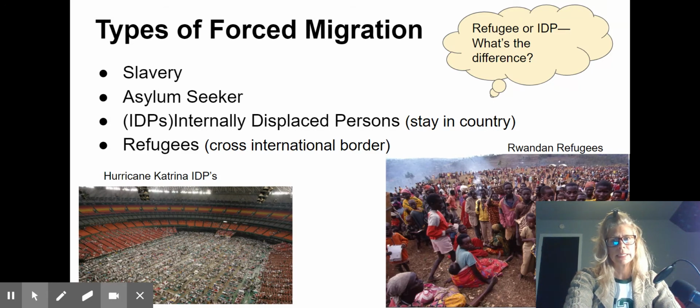Two pictures down here are examples. There on the left is Hurricane Katrina. Those are internally displaced people. They did not leave the United States. They did flee New Orleans, and that's just a picture of the Superdome in New Orleans, where many of them were sheltered after the hurricane. And then over to the right is Rwandan refugees escaping the ethnic cleansing war in Rwanda during the 1990s. They did cross country lines, so that's why they're called refugees.